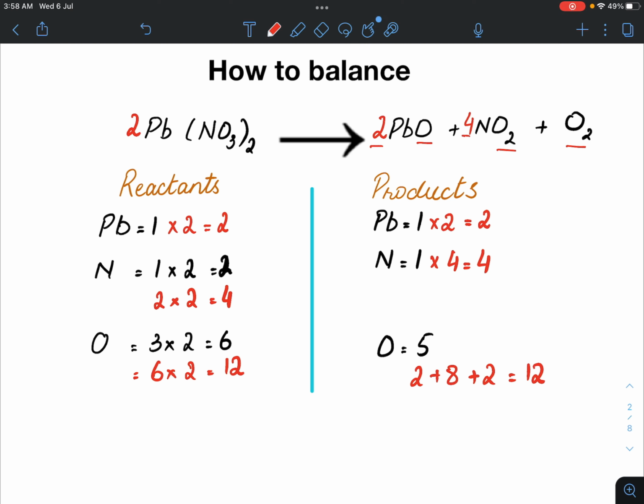So now let's compare both sides and see what we get. 2 here and 2 here for lead, 4 here and 4 here for nitrogen, 12 here and 12 here for oxygen. This equation is balanced.